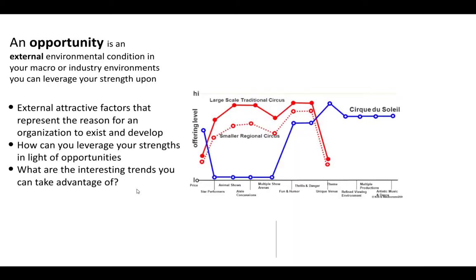An opportunity, now we're going external. Remember, opportunities and threats is an external environment condition in your macro or industry environments you can leverage your strength upon. External attractive factors that represent the reason for an organization to exist and develop, right? So what are the interesting trends you can take advantage of? Again, Intermarché's example, they took advantage that the European Union was going to make this the year to fight food waste, and they're going to spend $1 billion in advertising. So they're like, well, why don't we jump our marketing on that $1 billion of advertising? It's money that we don't have to spend, and it's probably off the radar of our competitors.